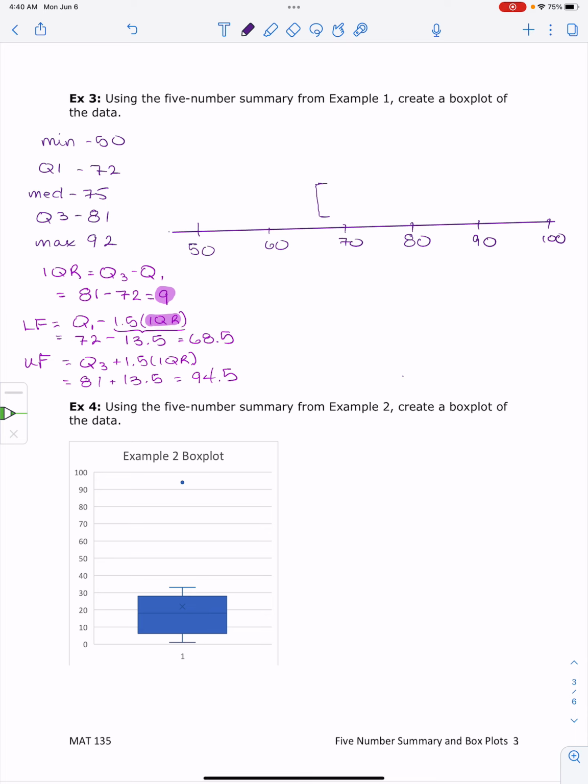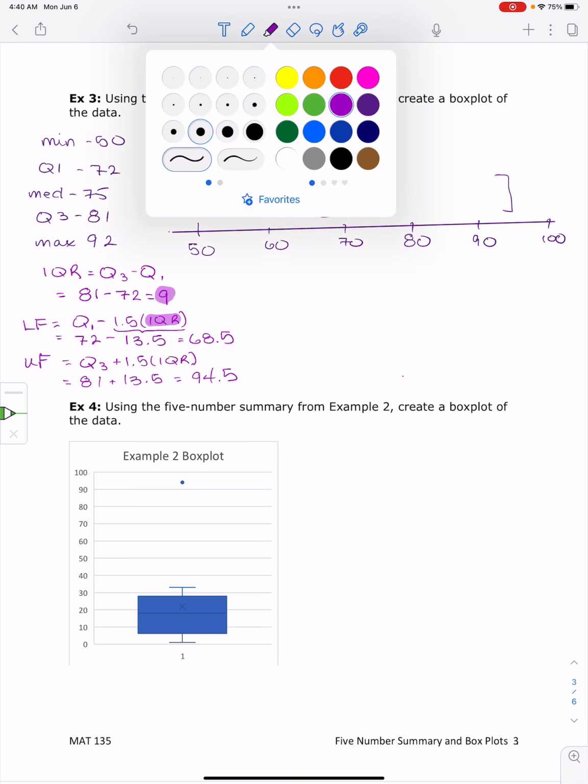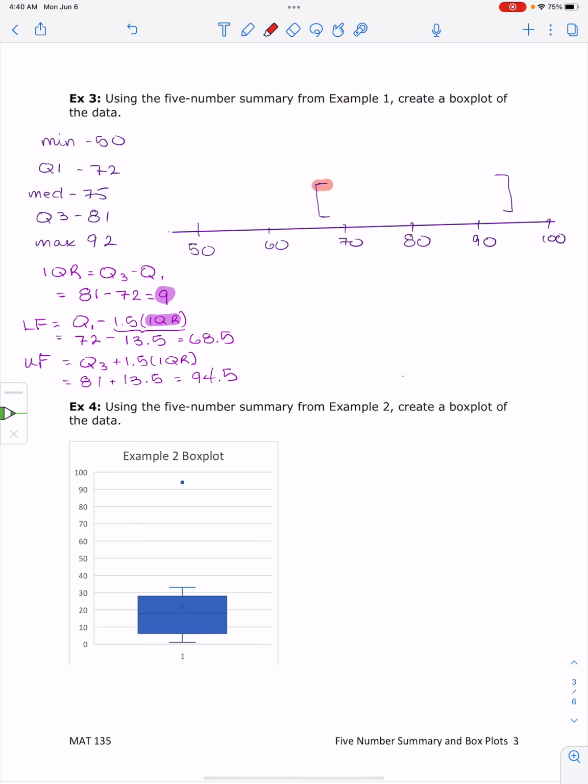I have an upper fence of 94.5. These are just general. I'm going to go ahead and highlight these the same as above. Hopefully, if you're looking at just a copy of the notes online, that makes sense. And now I'm going to go ahead and put in my 5-number summary.